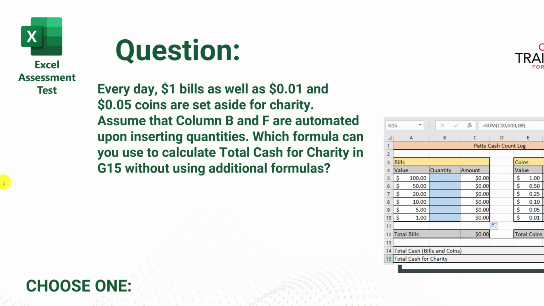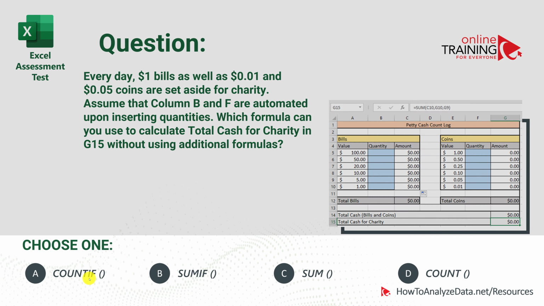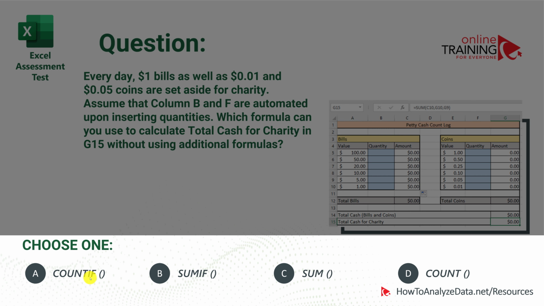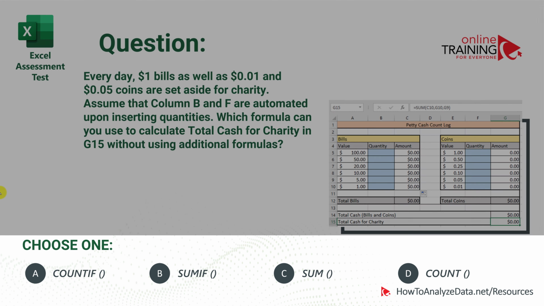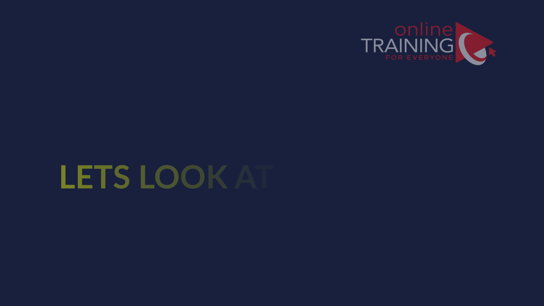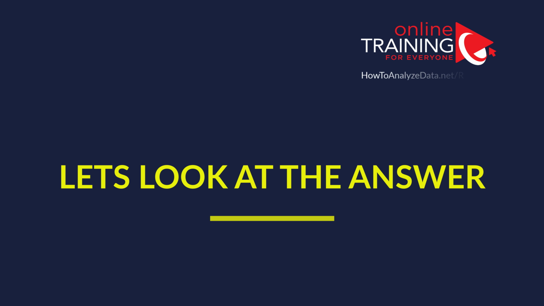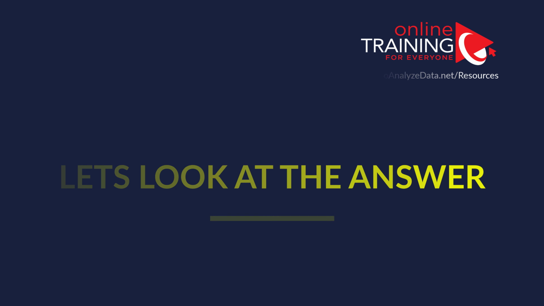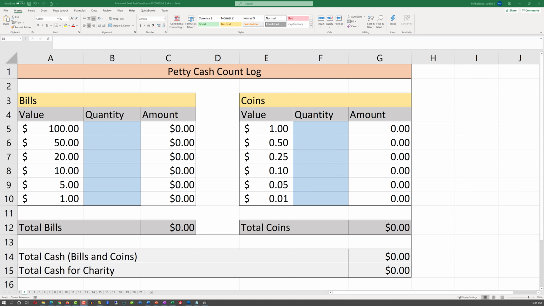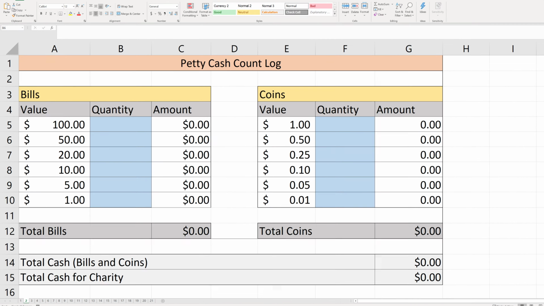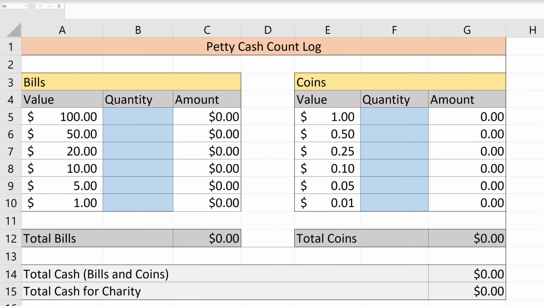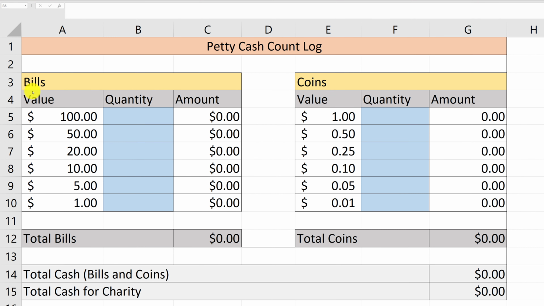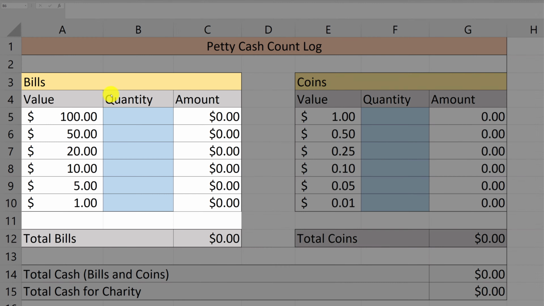And as always, there are 4 choices presented: count if, sum, and count. Which one do you think is the right one? To answer these types of questions correctly, we first need to analyze what do we have presented on the spreadsheet. If we look inside Excel, we have 2 sections here. One section is for bills, and we have 3 columns in that section: value of the bill, quantity of the bills, and an amount calculated.